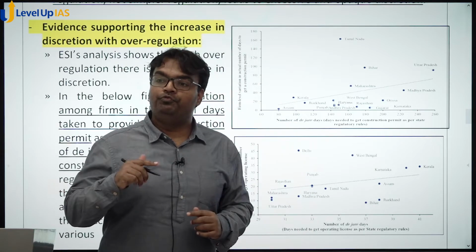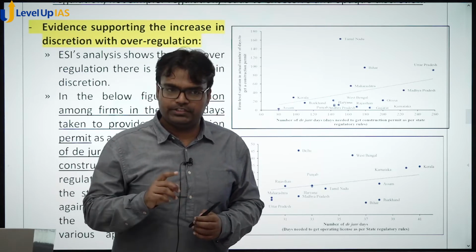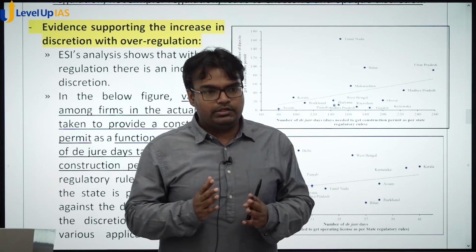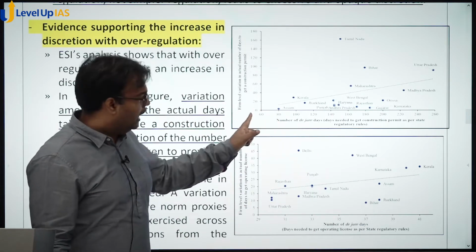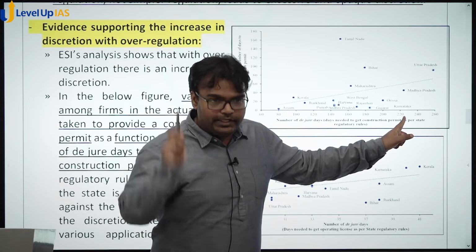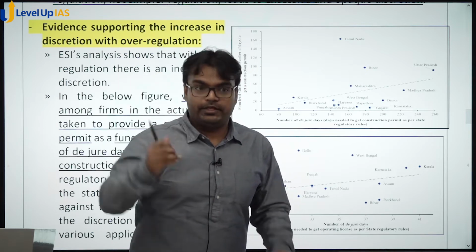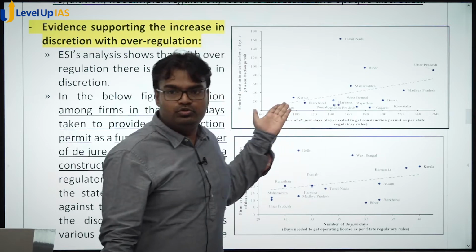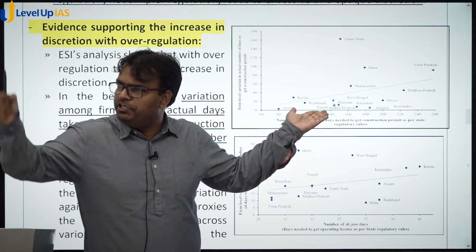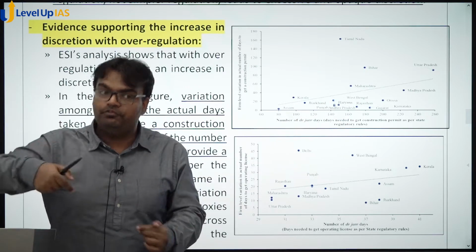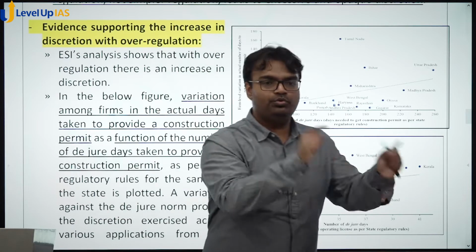Now we are asking, will higher regulation lead to more discretion? If higher regulation was leading to more discretion, that is, people were doing things on their own, then the delays that would have occurred would also be higher. As the number of de jure days, that is, the days that should have been taken to give permission, increases, the number of days beyond the legal number of days also increases. This indicates that you make your laws and regulations more complex, covering every dimension, which takes more time. But even then, you are taking much more time beyond that to give permission. Over-regulation is leading to increased discretion.